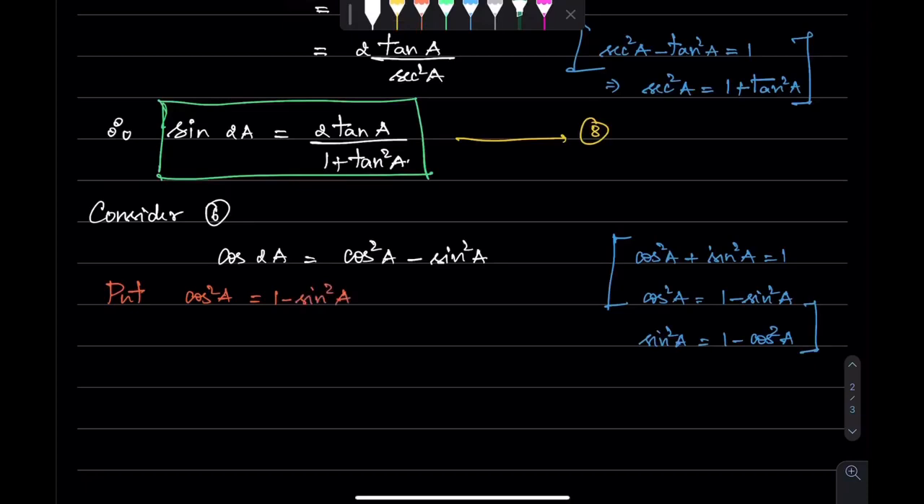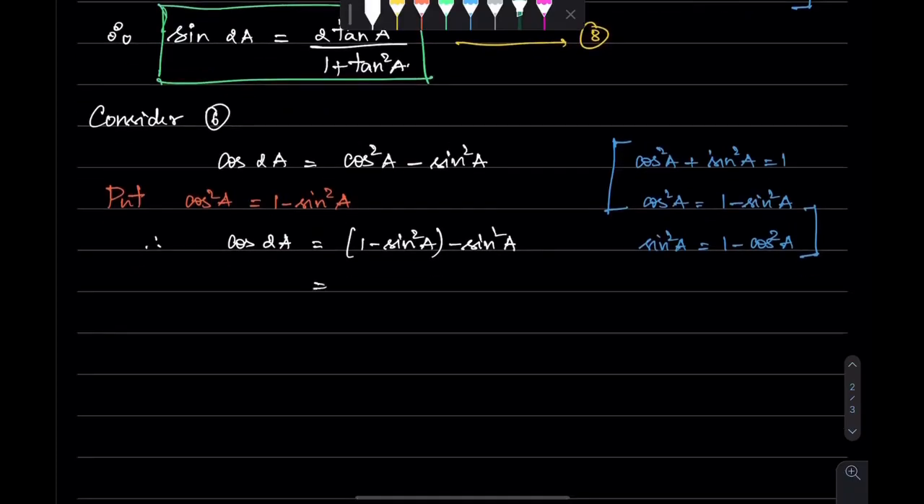Therefore cos 2a becomes 1 minus sine square a minus sine square a. So what is this? Which is nothing but cos 2a can also be written as 1 minus 2 sine square a. Got it? So this can be your another result.